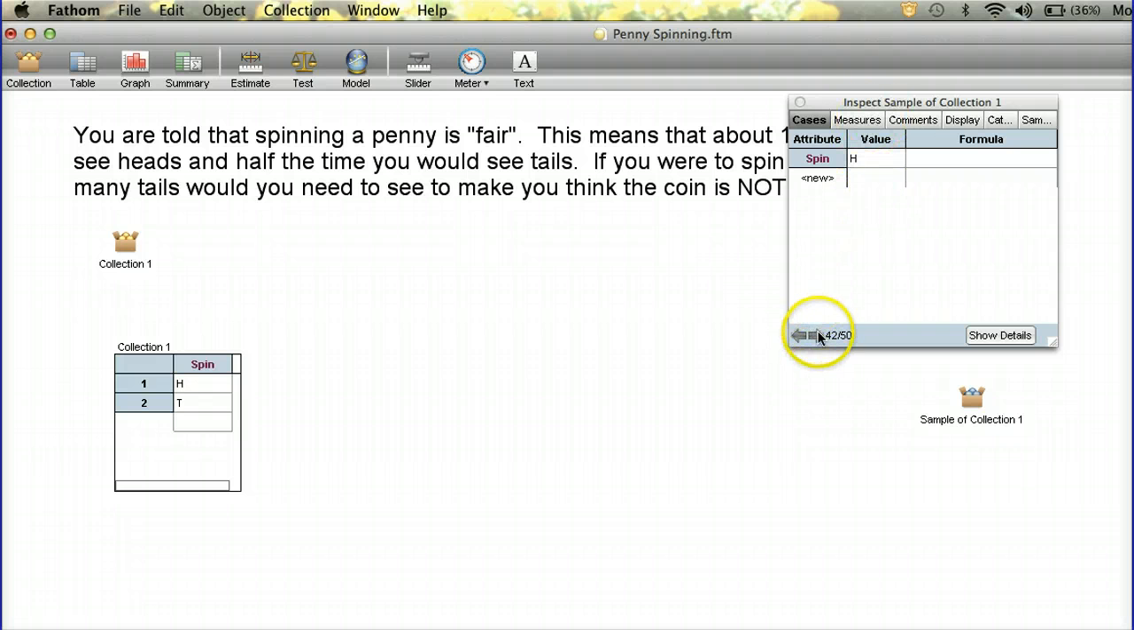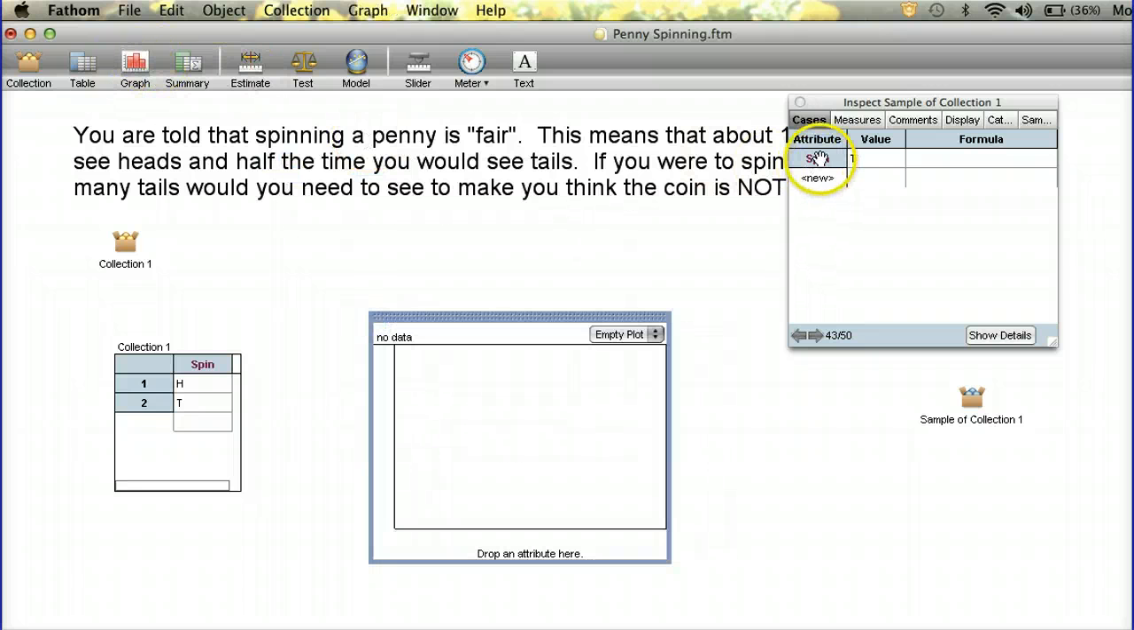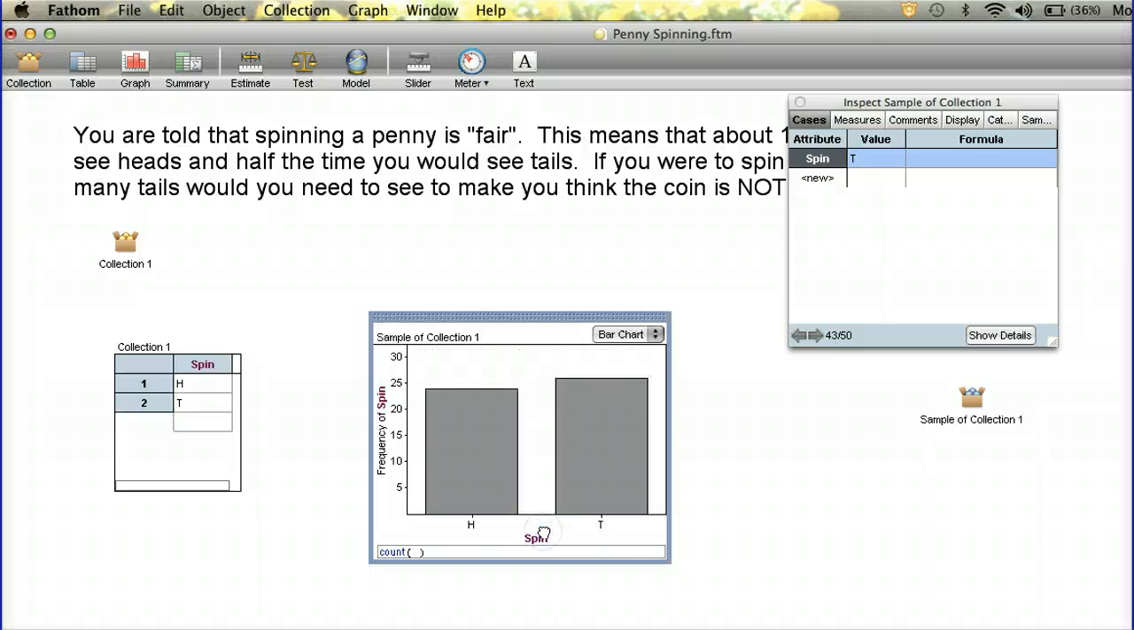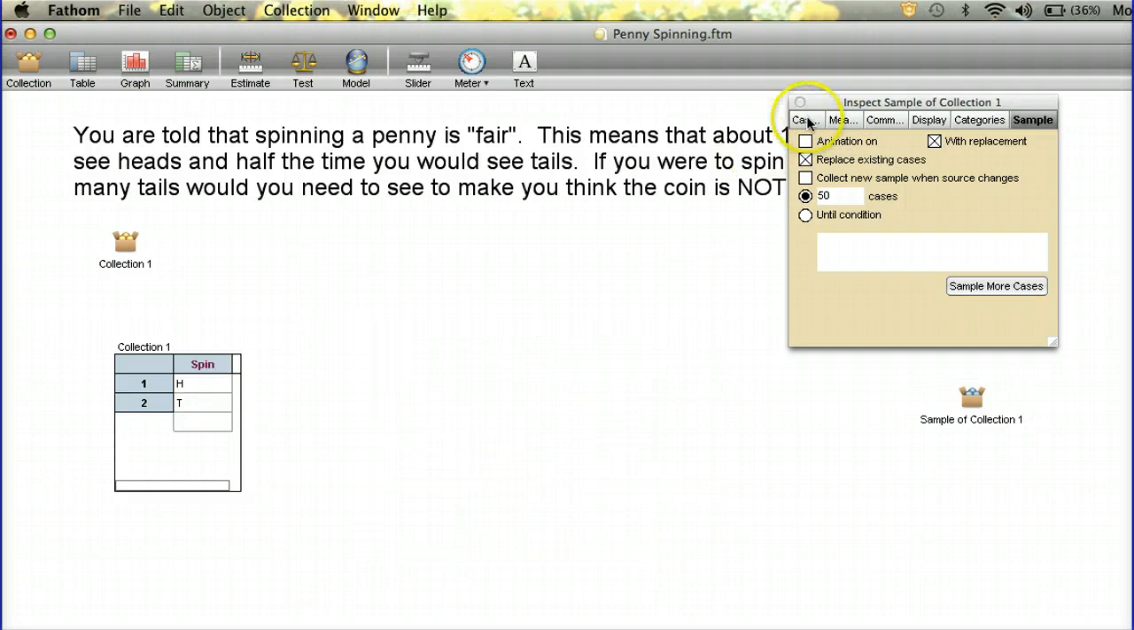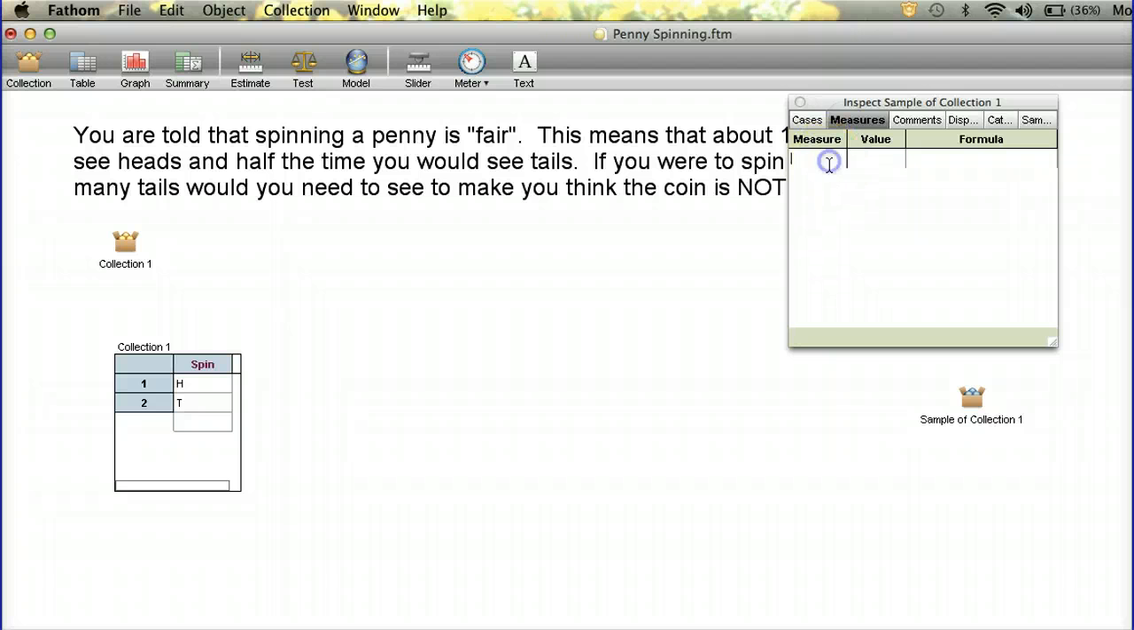And I could go through and by hand count up the number of heads and tails, but that would take a while. I could even take a look at a graph for the number of heads and tails. And I could do this again and again and see what's happening and try to decide if it's fair or not. But it'd be nice if we could actually count the number of times we see a tail occurring. So I'm going to collect a measure here, and I'll call it number of tails.